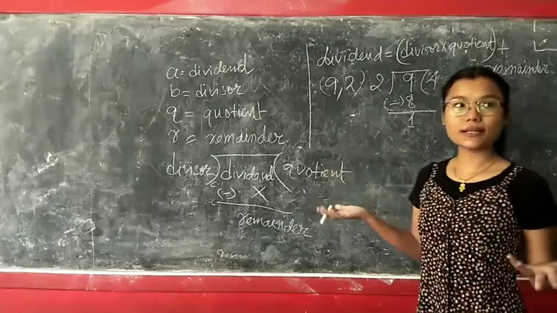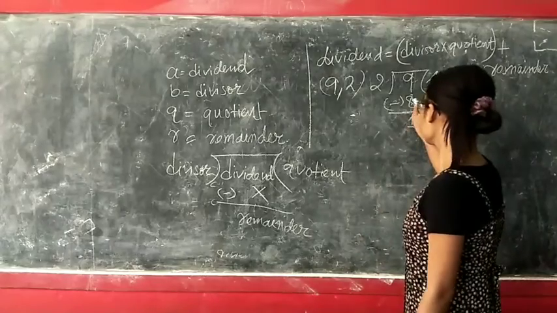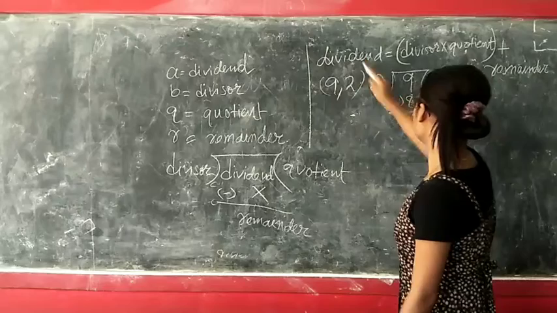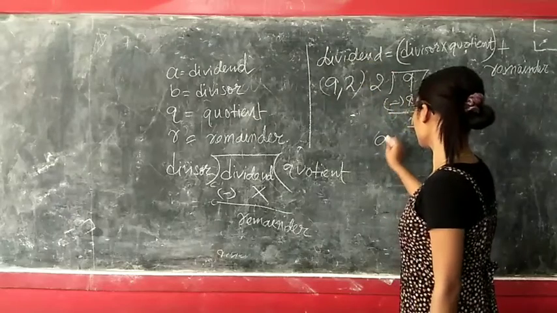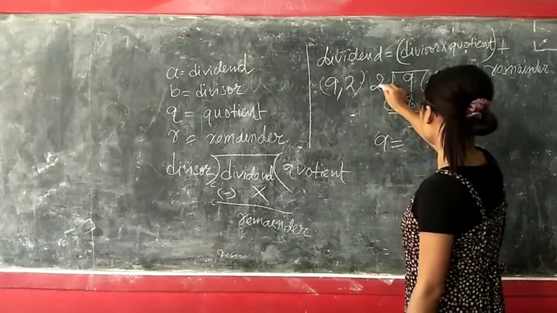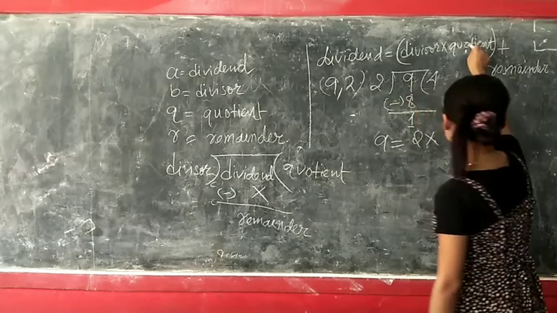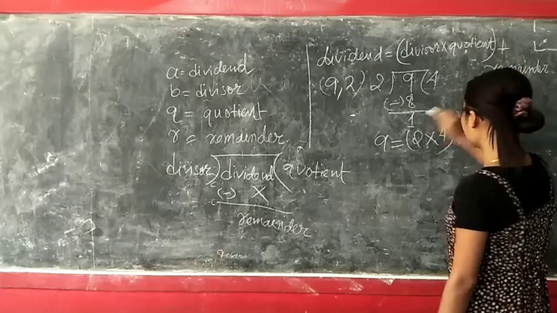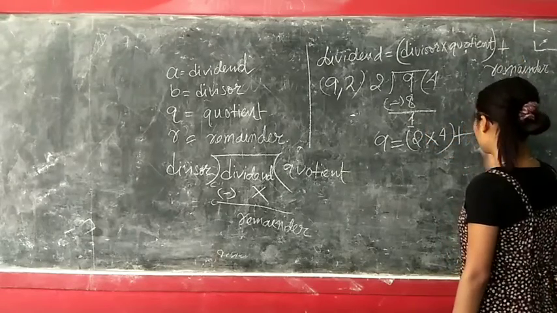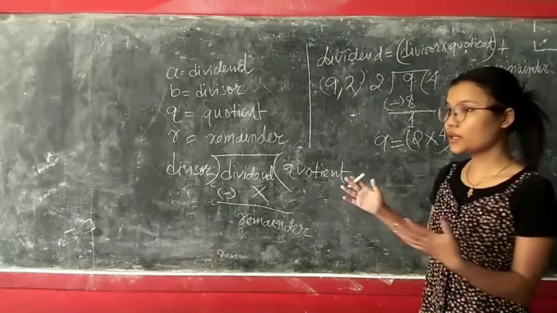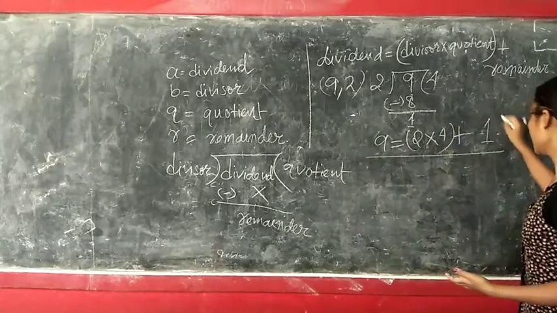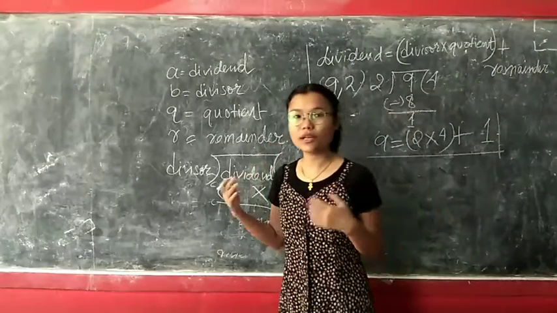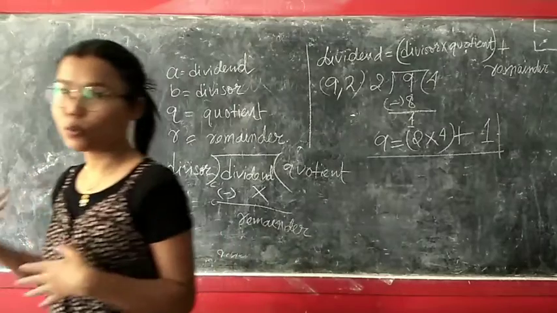Now if you want to represent this in the form of Euclid's division lemma, this can be written as: dividend, which is 9, is equal to divisor, 2, into quotient, which here is 4, plus the remainder, which here is 1. So now we will be using this Euclid's division lemma and solving many of the questions of your exercise 1.1.